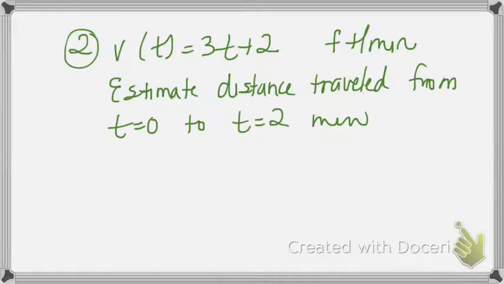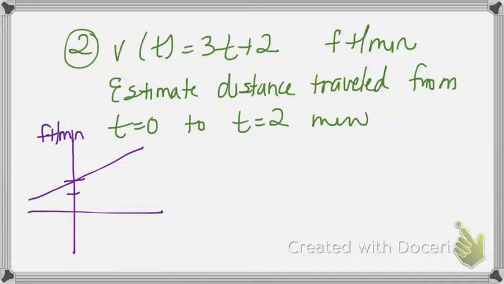So here's another example. It gives me the velocity, 3t plus 2. I'll go ahead and graph it. Looks kind of like that. It's in feet per minute. The x-axis is in minutes. And it wants me to estimate the distance traveled from 0 to 2. Now, because they didn't tell me how, I'm going to do left and right and average, or you can do trapezoid, whichever you prefer.